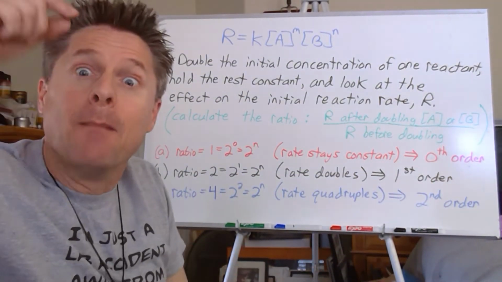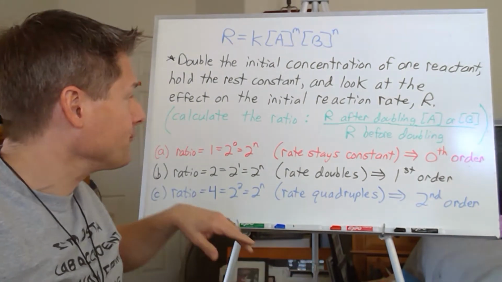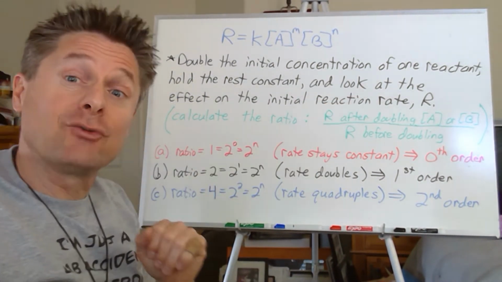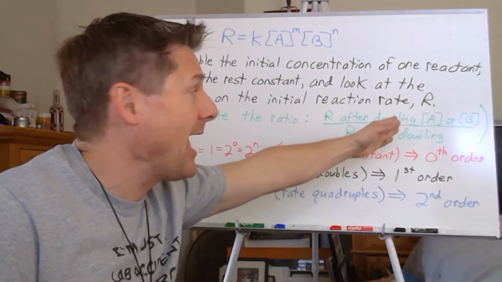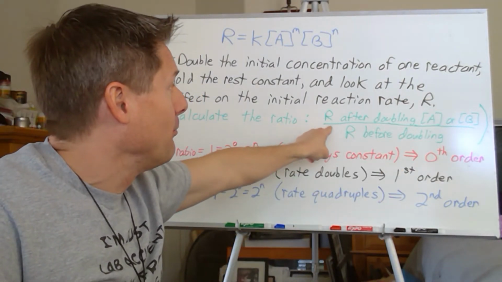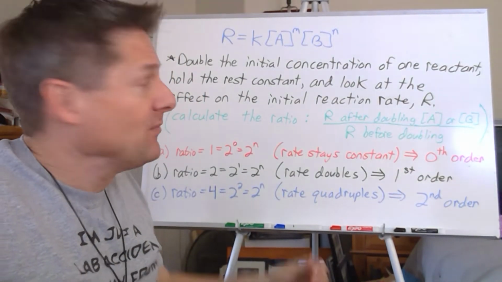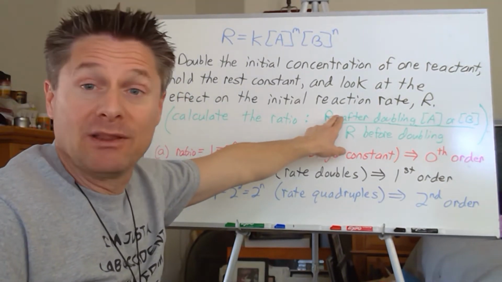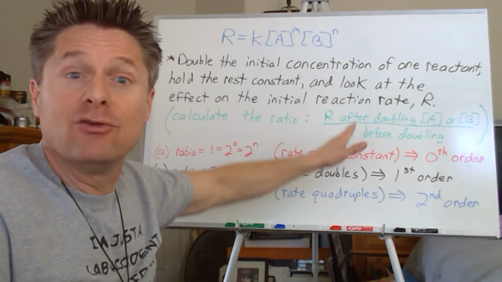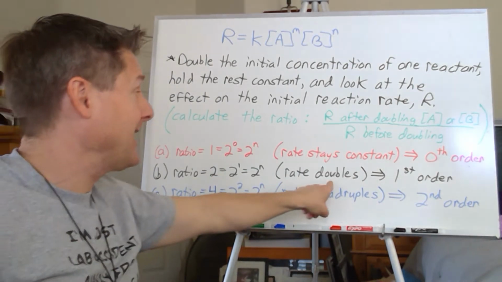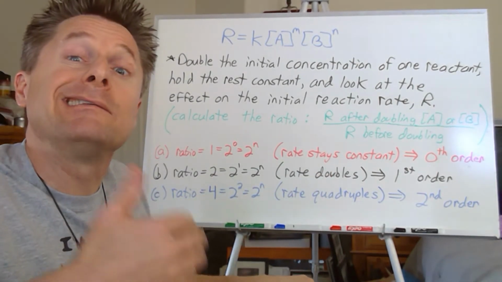So in that case, M would be 0. But what if the initial reaction rate actually changes? Say we double A, hold B constant, but the rate doubles, right? So you take the rate after doubling species A divided by the rate before, and you get a value of 2. So in that case, the initial reaction rate is twice as fast.